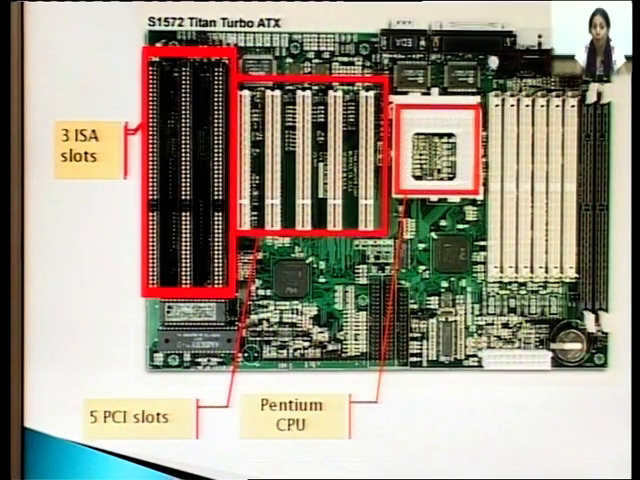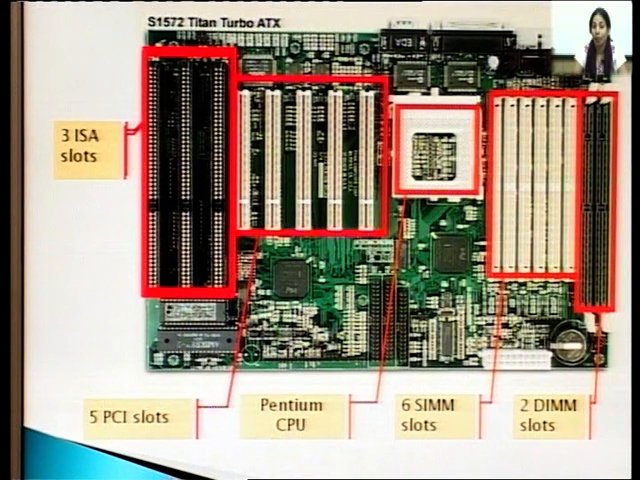Then next you have the Pentium CPU socket on which you place your processor chip. Then you have 6 SIMM slots, meaning single inline memory module slots, and 2 dual inline memory module slots. So these are the various slots. This is just a physical representation of how they look on your motherboard and where they are placed. So all these are your expansion buses.